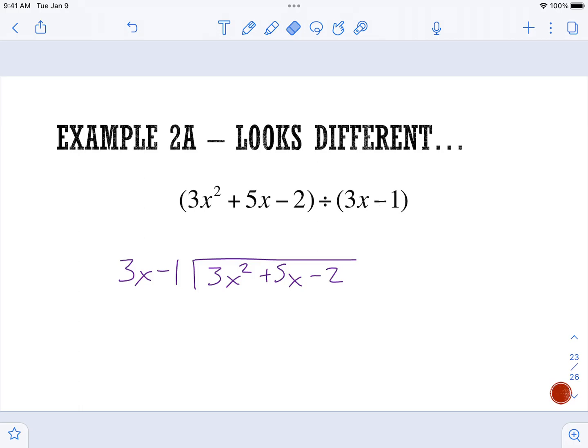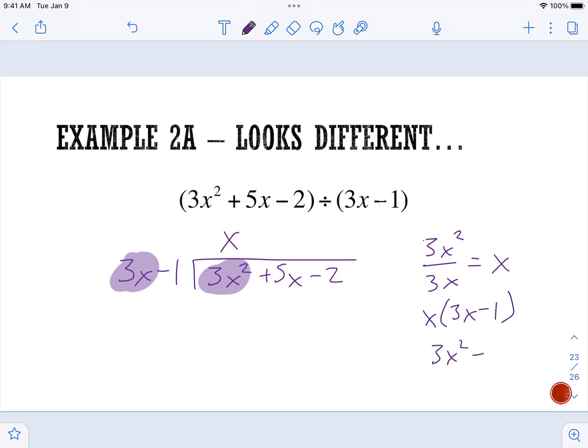And now once it's set up like that, it's really the same thing, right? First term divided by first term. 3x squared over 3x equals x. Then I can do x times 3x minus 1. So 3x squared minus x. We'll subtract that. 3x squared minus x. Subtracting changes the sign so that x becomes a plus x. That makes this 6x, and we'll bring down the minus 2.